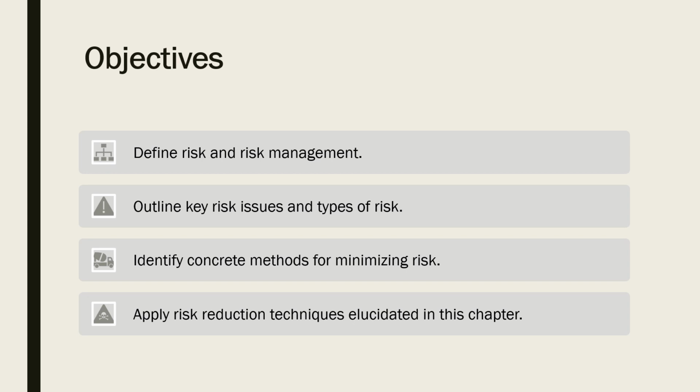By the end of this chapter, you should be able to define risk and risk management and outline key risk issues and types of risks, as well as identify concrete methods for minimizing risk. Be able to apply risk reduction techniques elucidated in the chapter.